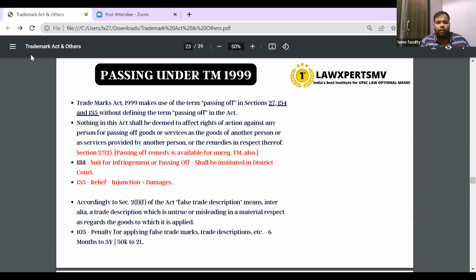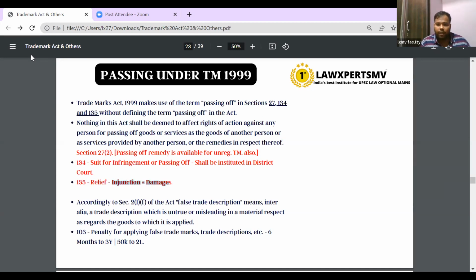Under section 134, what is mentioned is that you can file a suit for passing off also. Earlier I told you that if you have a registered trademark, you can go for infringement. But in case of passing off also, you can file a suit even for an unregistered trademark under section 134. This suit shall be filed in the district court of that particular area where the proprietor carries on his business. Under section 135, what is the relief which can be claimed?